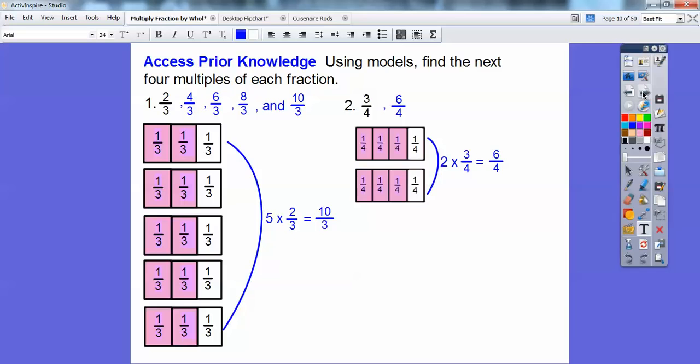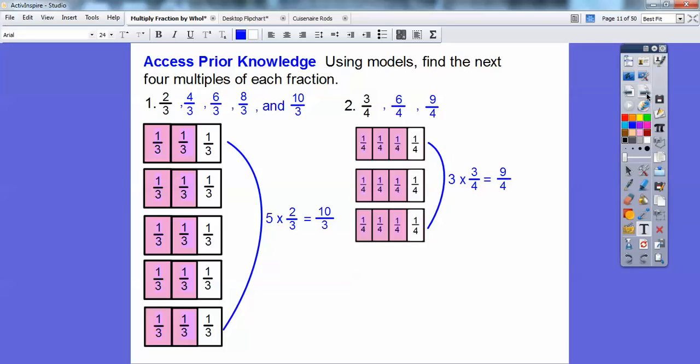So here's 2 3/4 strips shaded. So I have 1, 2, 3, 4, 5, 6. So there's 6 fourth size strips shaded. Boy, that's a tongue twister. Say that several times fast. All right, so that's 6/4 right there. Okay, let's do another 3/4 strip shaded right here. So there's 3 of them. So that's going to shade 9 of them. So there's 9 fourth size strips being shaded.